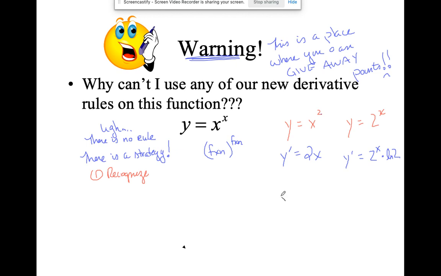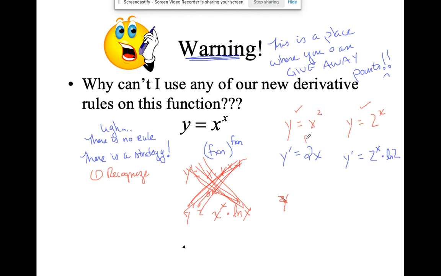Anyway, please don't do the following. I've had people look at this and say, oh, well, y prime is bring the x down in front of the x and subtract 1 from the exponent. Or they try to use that rule and they say, oh, well, that's x to the x times ln x. That's when I want the red pen to make you feel bad. Don't do that. You are not following the rules.